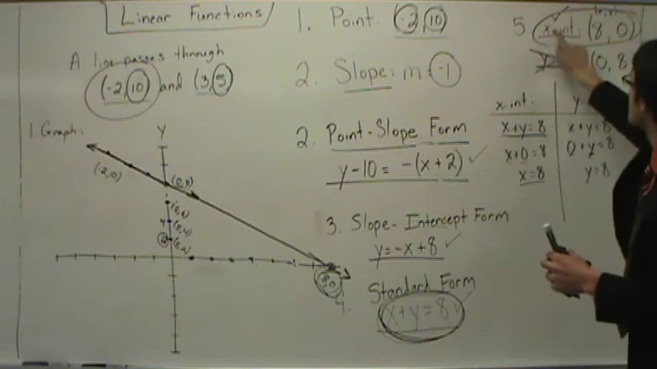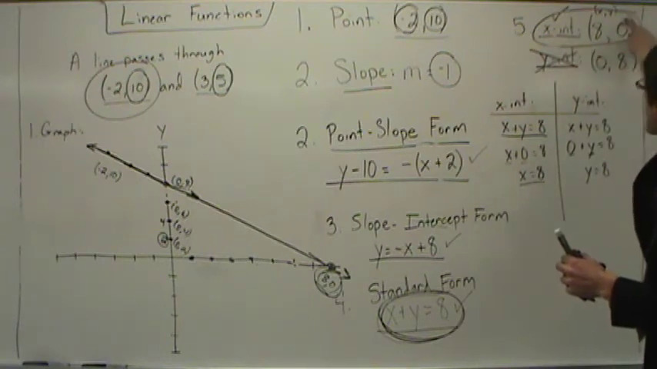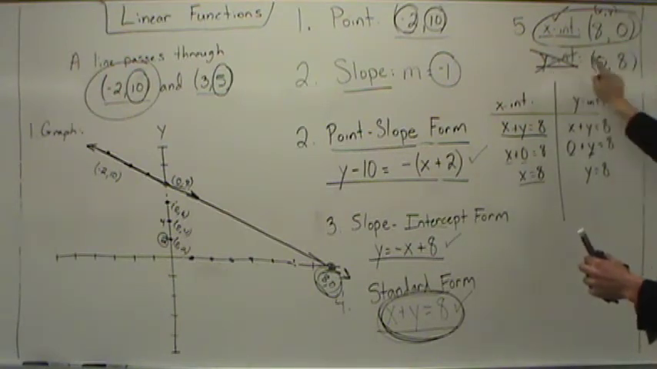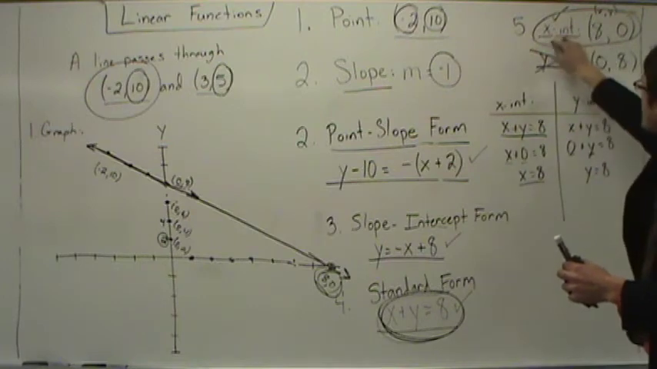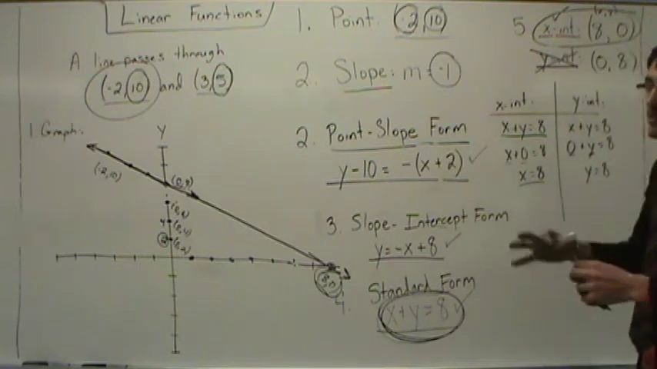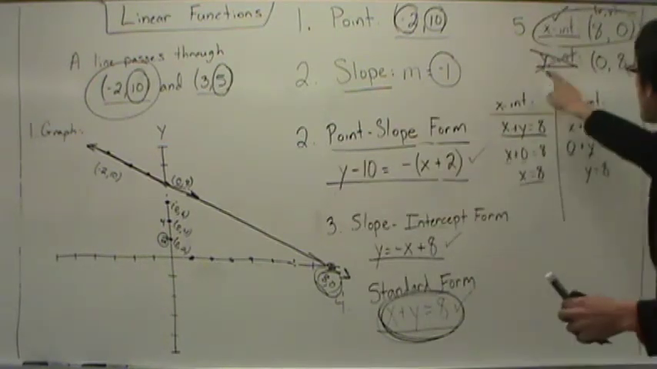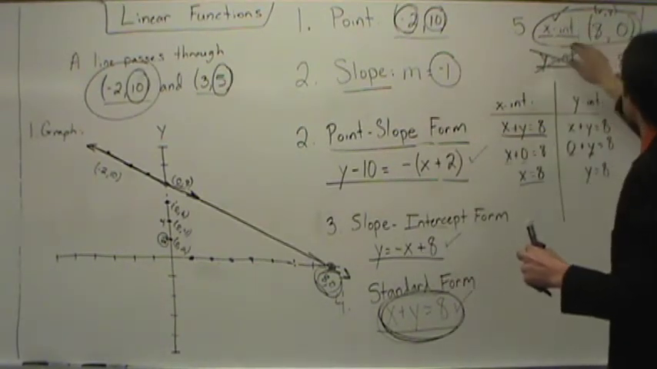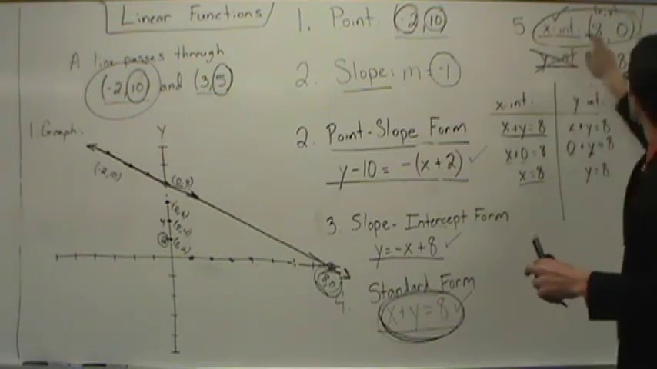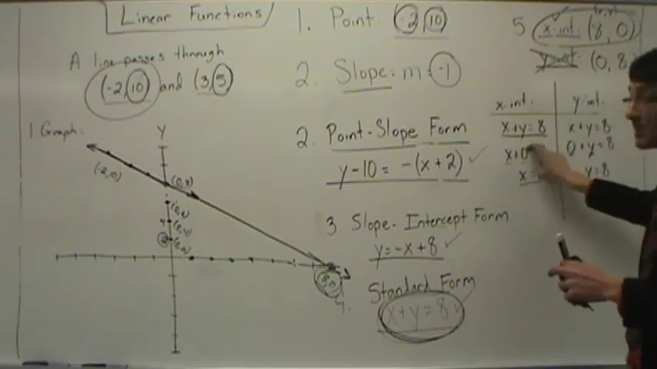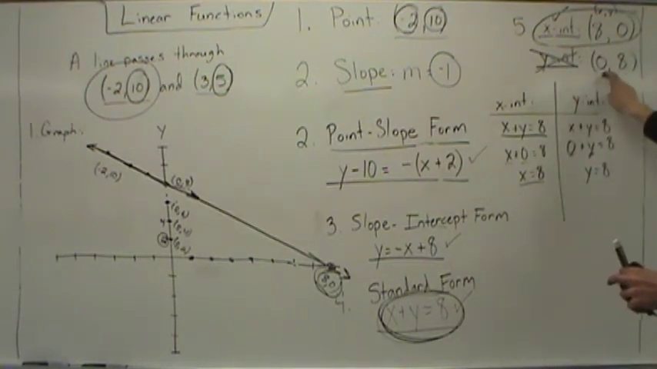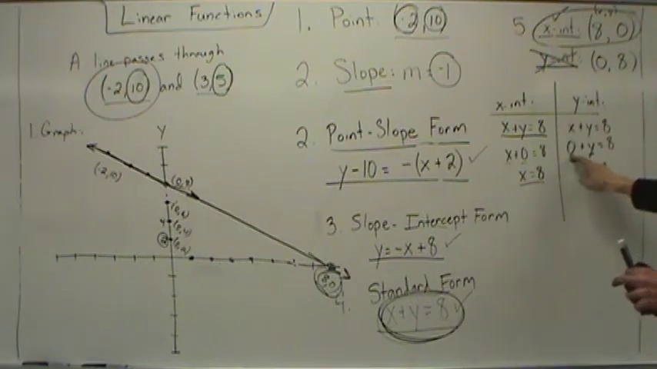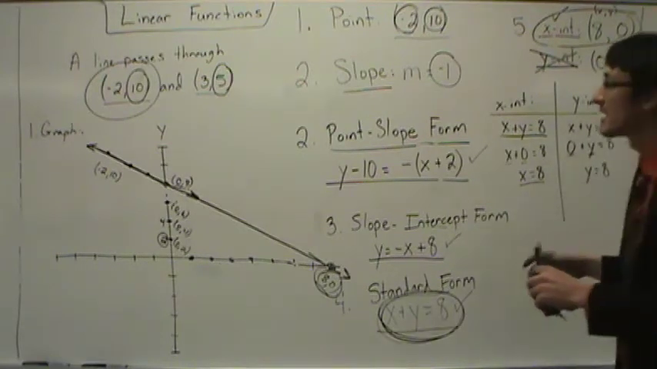So let's go through this again. X-intercept has a y-value of 0, and y-intercept has an x-value of 0. It's opposite. So if you're finding the x-intercept, put 0 in for what? 0 in for y. To find a y-intercept, put 0 in for x. So it's completely opposite. To find the x-intercept, put in 0 for y in the equation. To find the y-intercept, put 0 in for x in the equation, and then solve. We'll do this again in the next problem.